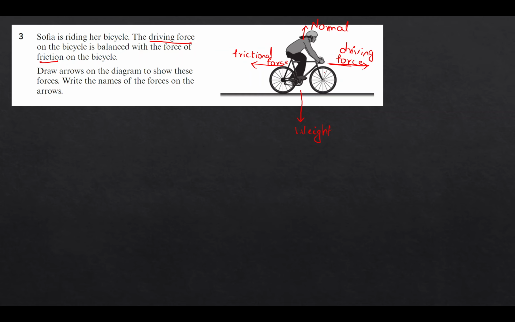frictional force. But make sure that both the arrows are of the same length. They should have the same length. This tells us that both of them have the same size. Both forces are of the same size, and they should be in opposite direction. So we have to make sure that these two conditions are satisfied.